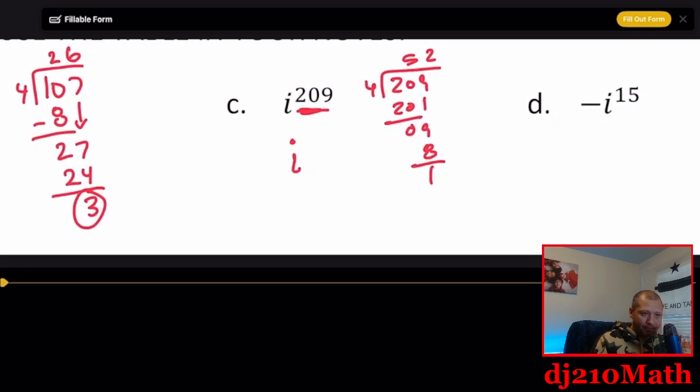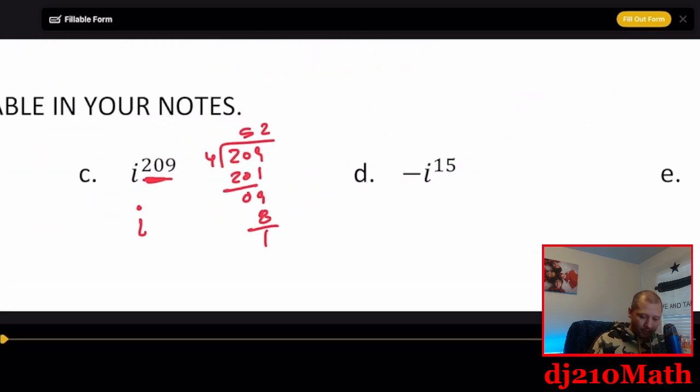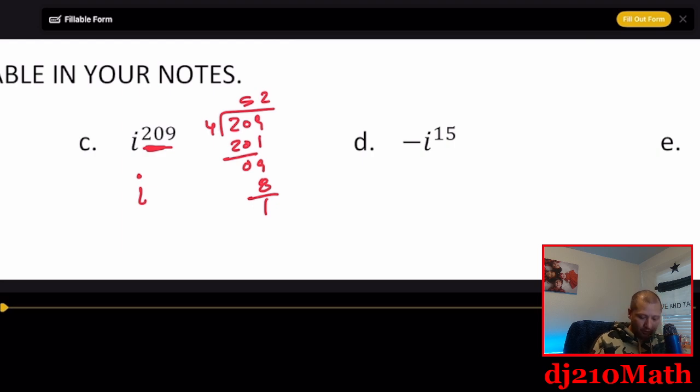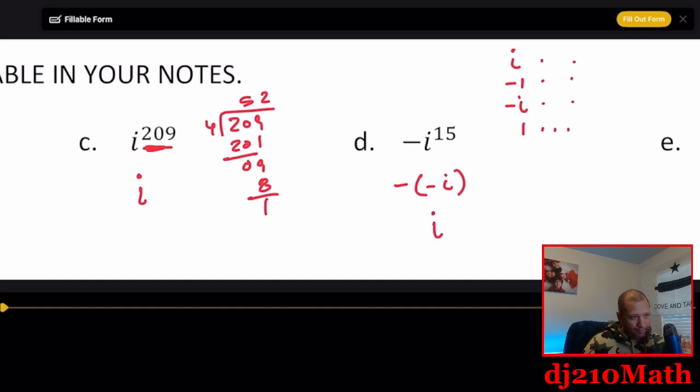Negative i to the 15th. So here, it's negative. So let's keep that in mind. But I have i, negative 1, negative i, 1. So 15. So this is 4, 5, 6, 7, 8, 9, 10, 11, 12, 13, 14, 15. So it's going to be negative i, right? Negative i. But this is negative, negative i. Negative times negative is a positive, so it's just i. Hopefully we're all following along.